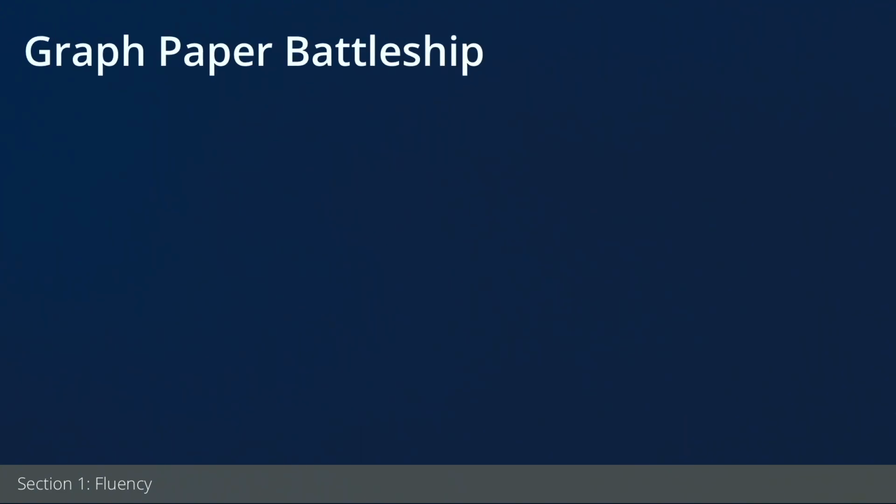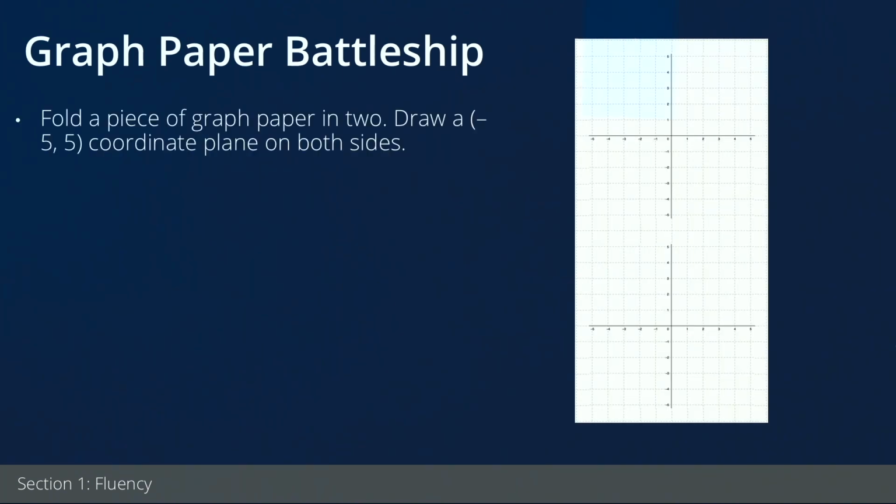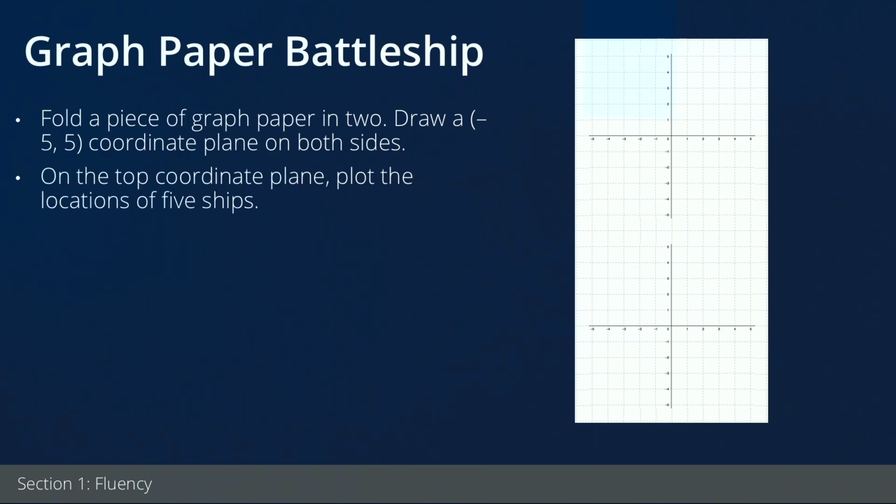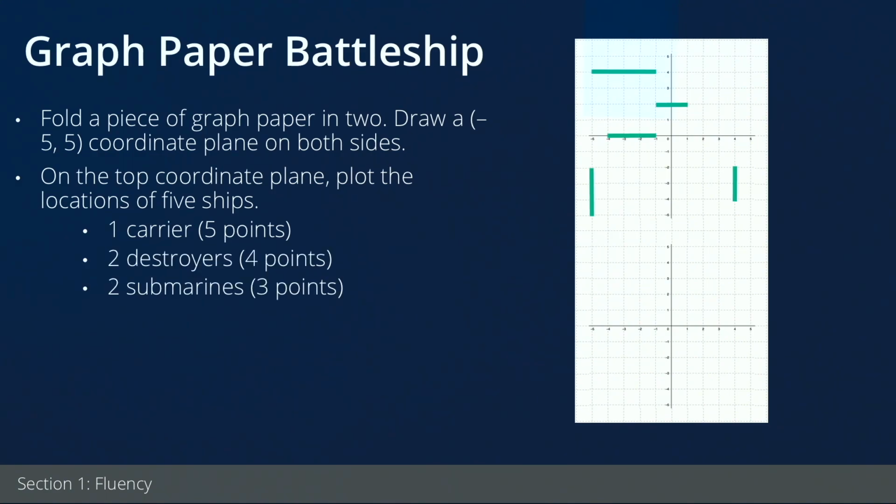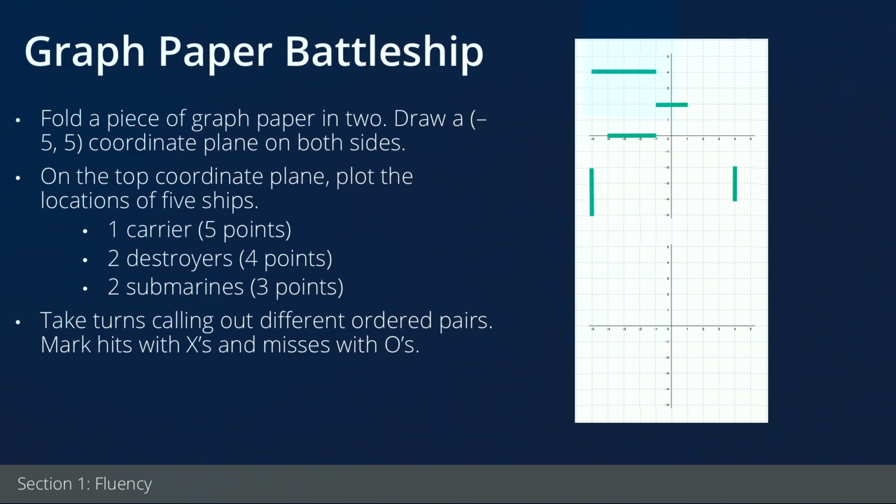Another way that students can practice their fluency here is by doing some battleship on graph paper. Here I'm going to fold a graph paper into 2, and I'm going to draw a negative 5 to 5 coordinate plane on both sides. Then at the top of that coordinate plane, I will plot the location of 5 different ships. I've got that carrier, my destroyers, and my submarines. And then I'm going to try to guess where those ships are. So battleship is a wonderful way to practice this understanding of the coordinate grid board and ordered pairs.